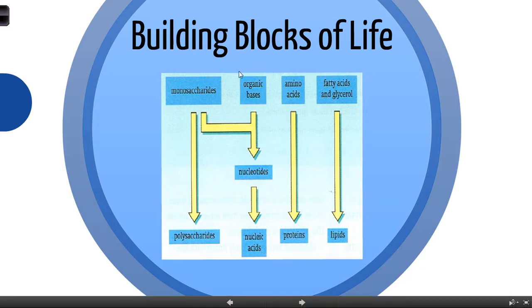We're not going to look at the bases overly. It's worth noting that monosaccharides are one of the building blocks needed to make DNA or RNA, those forms of genetic information. The organic bases side of it we might look at more when we cover genetic control. Amino acids make up proteins, and fatty acids and glycerol make up lipids. So these are essentially the building blocks of life.